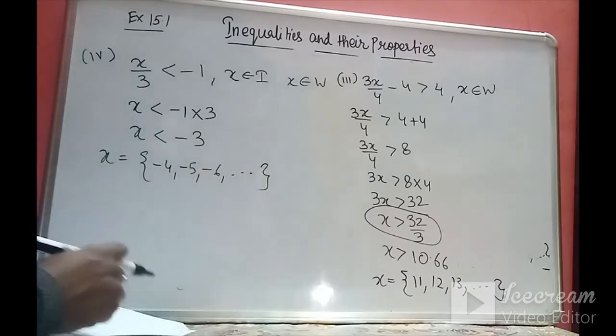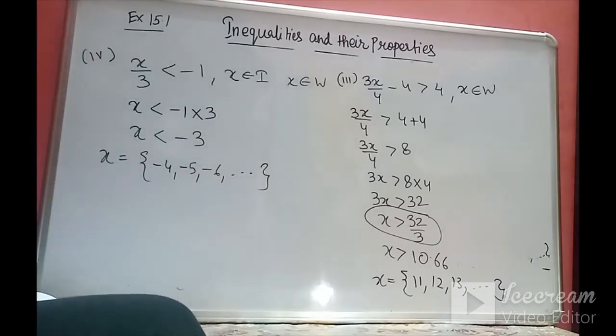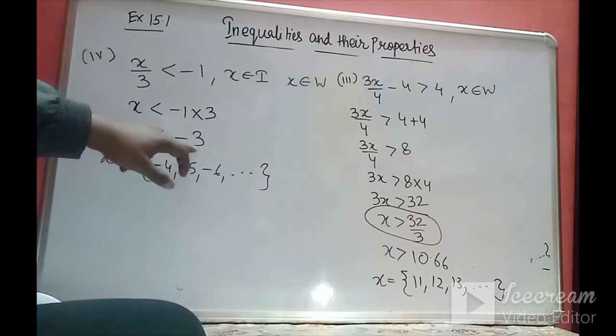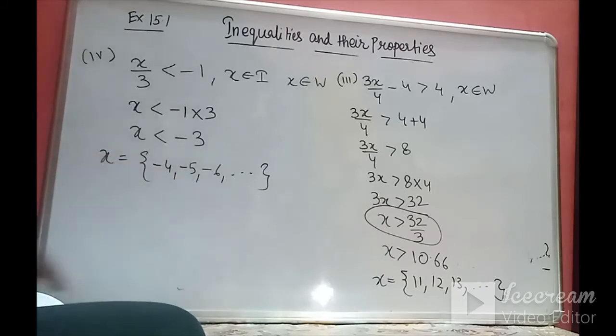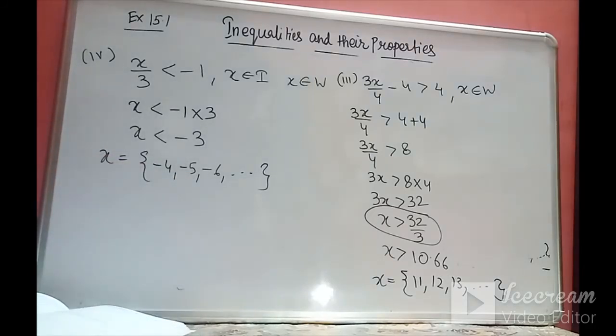Okay, don't make the mistake, don't write -2, -1, 0, because those are greater than -3. Integers which are less than -3 will start from -4, -5 and -6. Okay, do not write -2, -1.